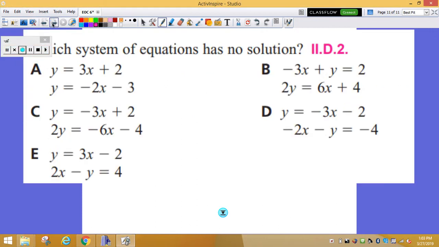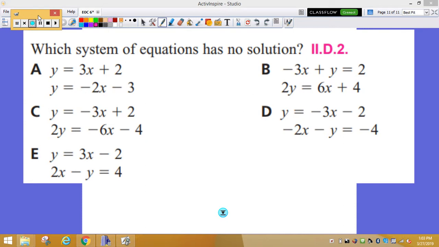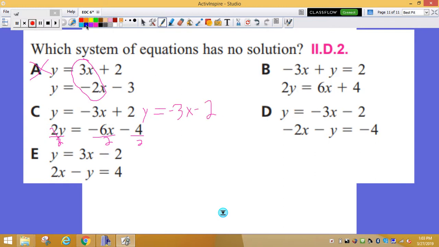Okay. And then you're going to have questions like this. Which system of equations has no solution? If you remember, no solution means that they are parallel. Parallel means the same slope. So let's look at these slopes. Are they the same? No. So that's not parallel. This one, we are not solved for y. To solve for y, we have to divide by 2. So I get y equals negative 3x minus 2. Let's look at our slopes. The slope here is negative 3, the slope here is negative 3. Are those parallel? Yes. That's the one that has no solution.